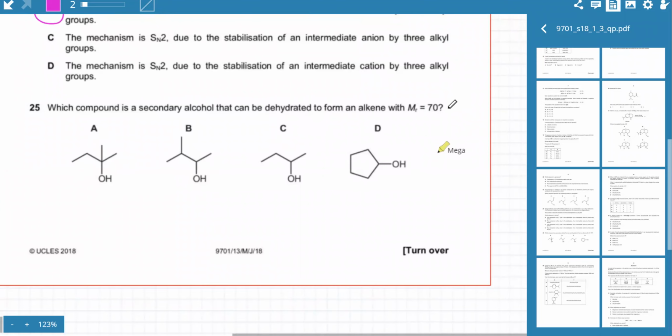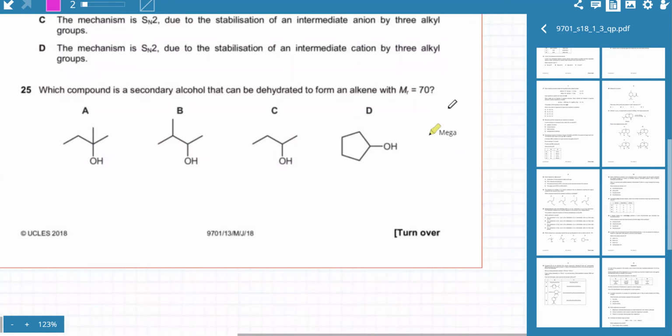Okay, then you have: which compound is a secondary alcohol that can be dehydrated to form an alkene with an Mr of 70? So alcohols get dehydrated. They lose their OH and an H from the neighboring carbon atom. The H could be from any of the neighboring carbon atoms. So every time a water molecule is produced, that means a loss in Mr of 18.